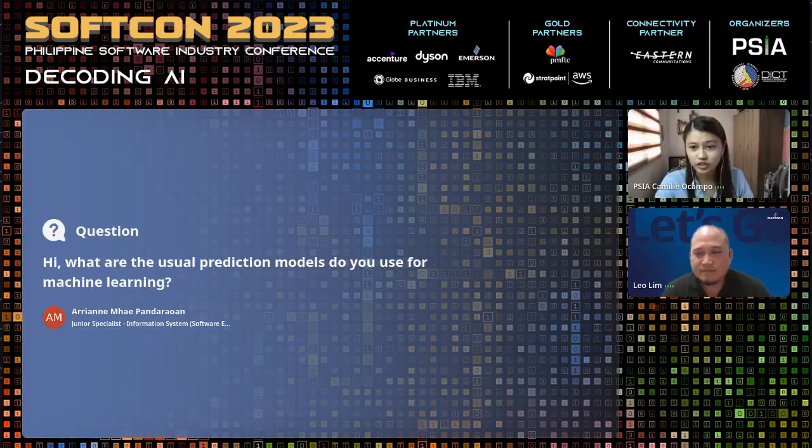Okay, I hope that answered your question, Jim. So moving on, we have another question which is from Ariane May. And her question is, hi, what are the usual prediction models you use for machine learning? Well, in our case, it's mostly regression.